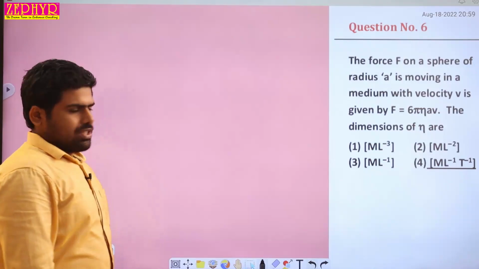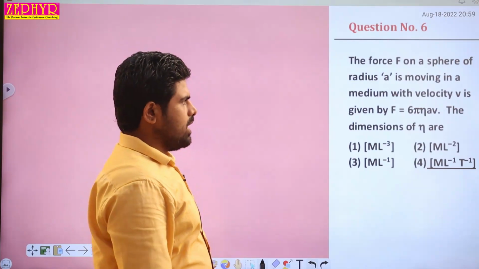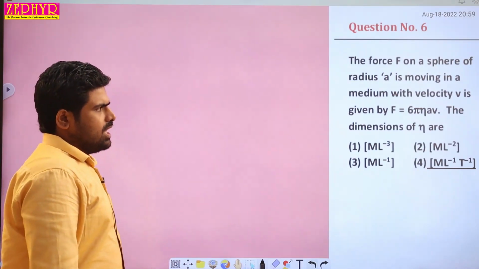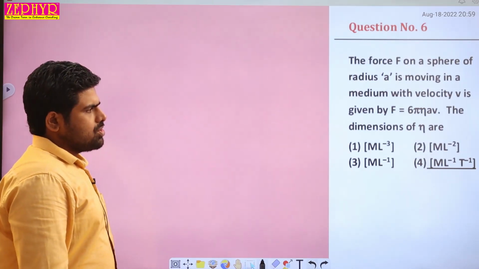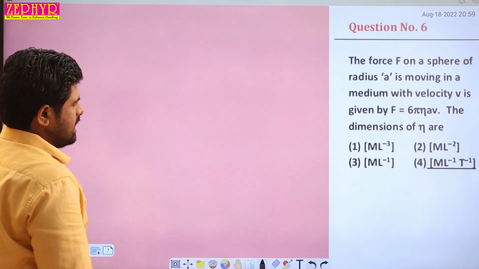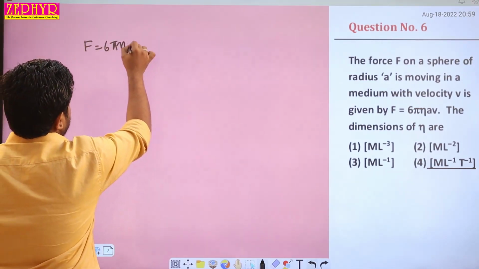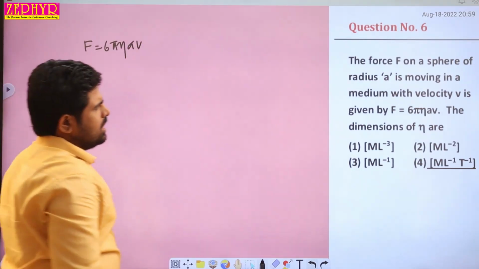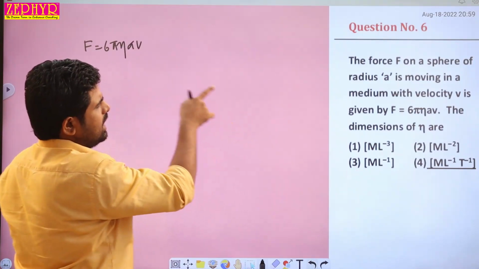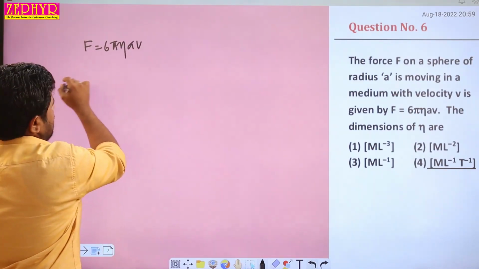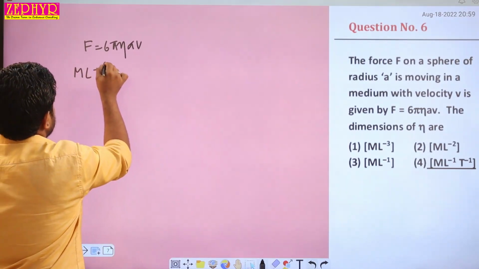Then question number 6. The force F on a sphere of radius A moving in a medium with velocity V is given by F is equal to 6 pi eta AV. The dimensions of eta? See here, F is equal to 6 pi eta AV, that is the equation. Here F is the force, A is the radius. So the dimension of force is m L t raised to minus 2.